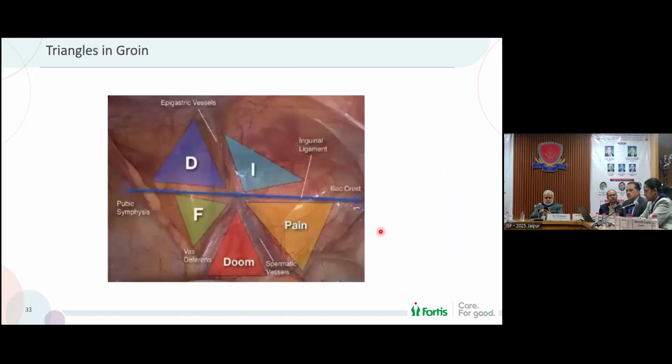These are the triangles of groin, which has different sides for hernia. This is direct, this is femoral, this is indirect. These are the inferior epigastric vessels, triangle of doom and triangle of pain, 5 triangles.